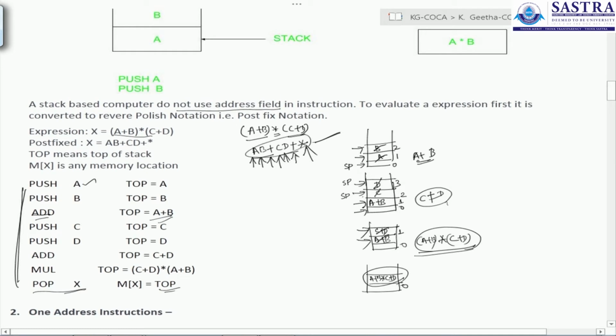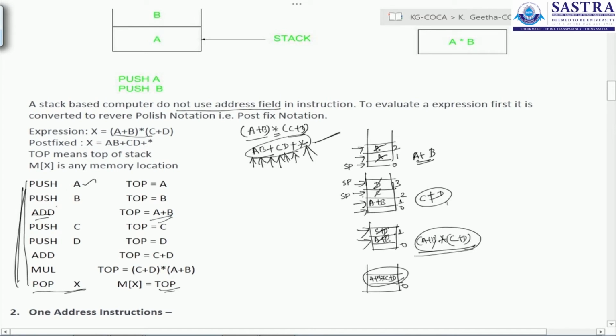Only if I do pop, the last value will be obtained outside, and it will be available at the topmost of the stack, and that will be moved on to the memory wherever you desire. Either you can move it to memory, or you can move it to a data register, or any register for that matter. So this is how the expression is going to be evaluated on stack based organization. And if you just observe each instruction, none of the instructions is referring to an address, no address is mentioned.